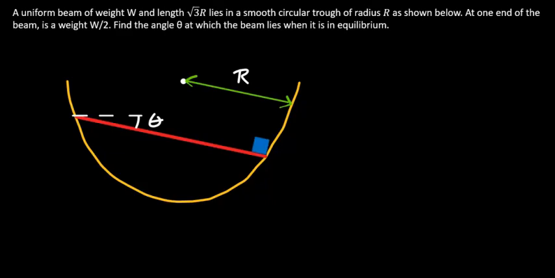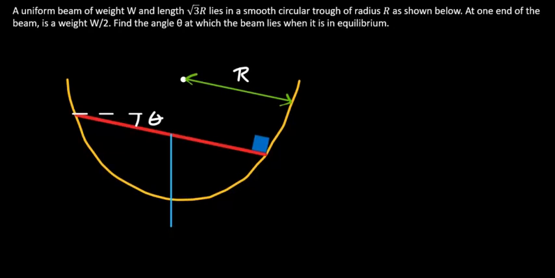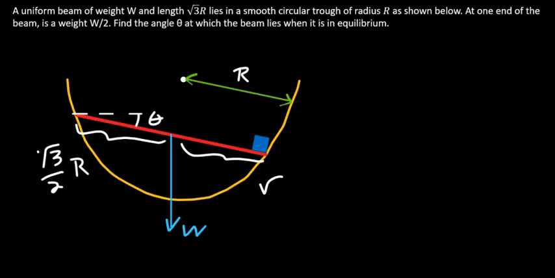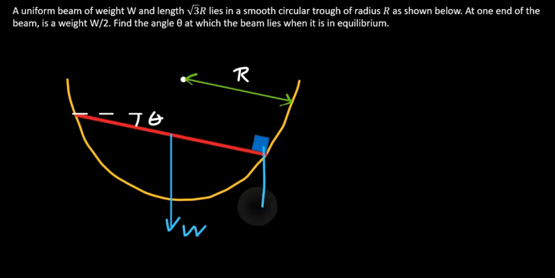So we'll begin by sketching the free body diagram of this uniform beam. The first is its weight, which acts exactly in the middle. And the weight of that beam is W. That means this length is square root 3 over 2 r, and that length is square root 3 over 2 r. The second force acting on the beam is the weight W over 2 that acts at the end. We are going to assume that this object here is very small and the weight is concentrated at this end of that uniform beam.